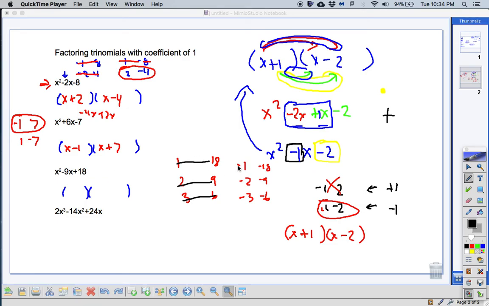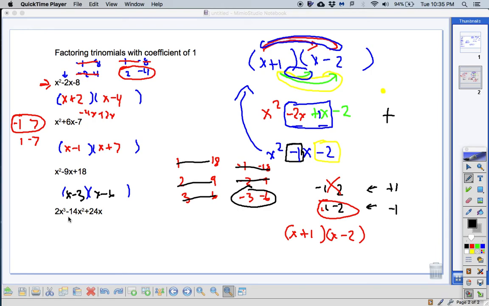Negative 1 and negative 18 is negative 19, so that doesn't work. Negative 2 and negative 9 is negative 11, so that doesn't work. Negative 3 and negative 6 is negative 9, and that's what we're looking for. So there's the answer. We're going to plug them in: x minus 3 and x minus 6.